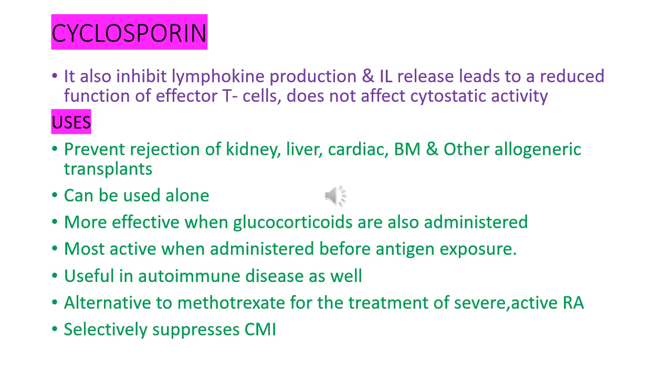cytostatic activity. Uses of cyclosporine are: first, to prevent rejection of kidney, liver, cardiac, bone marrow and other allogeneic transplants. Second, it can be used alone. Third, it is more effective when glucocorticoids are also administered. Fourth, it is most active when administered before antigen exposure. Fifth, it is useful in autoimmune disease as well. Sixth, it is an alternative to methotrexate for the treatment of severe and active rheumatoid arthritis. It selectively suppresses CMI.